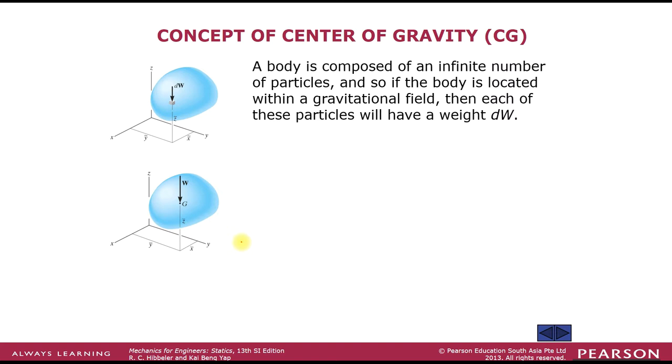So any body that is located there has weight. That body has an infinite number of particles inside, meaning the atoms that compose the body. Each of these individual particles has its own weight, and we define this individual weight as dW. The center of gravity is an arbitrary point, meaning it is not something that we simply decide should be here. It can be anywhere in the body, but it shows the center of the resultant weight of the system of particles of our body.